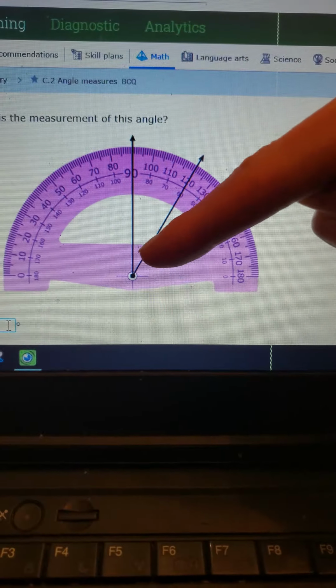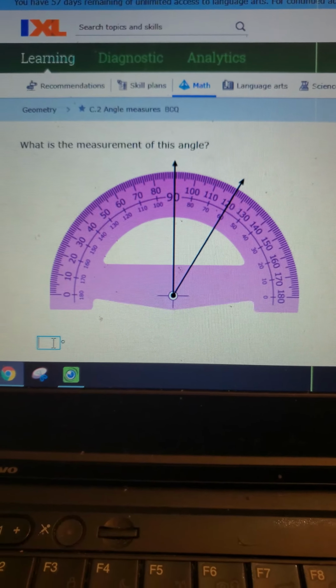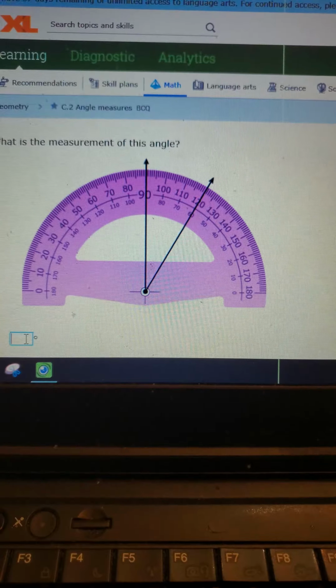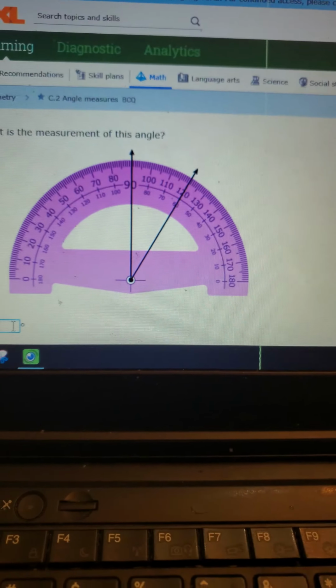This ray is at 90. That ray is at 120. I could take 120 minus 90, which is 30. So that's a 30-degree angle. Or I could just count 10, 20, 30.